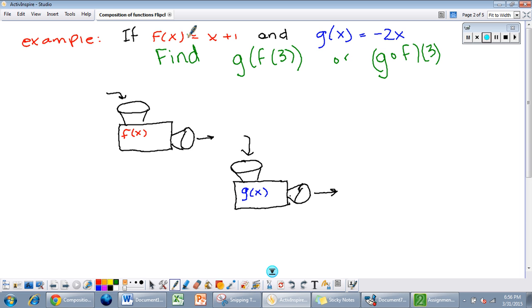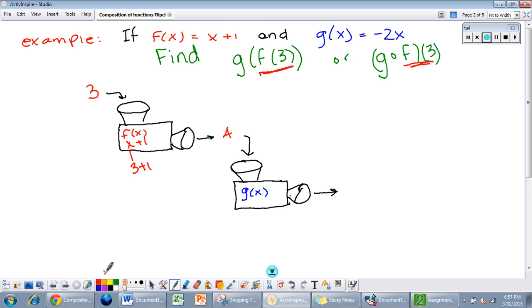So if, for example, I take f of x equals x plus 1 and g of x equals negative 2x, and I'm asked to find g of f of 3. Well, as I mentioned, we always start with the inner set of parentheses, or whatever is closest to the number or value that we're replacing, and we put it into that function first. So here we're going to take 3 and insert it into the f of x function, which is x plus 1. In place of that x, I'm going to put the 3, and I'm going to add 1 to it, and the result is 4.